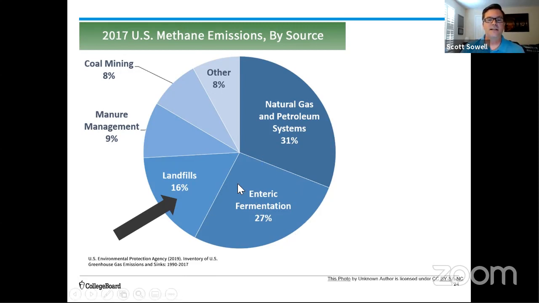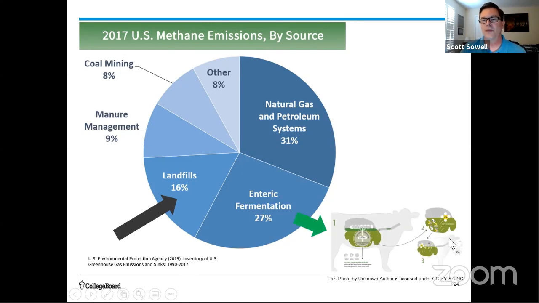You may notice that the one category above that is called enteric fermentation. It's an odd phrase if it's not familiar to you. And again, that's just if you remember from our discussion of livestock and meat production, that methane is a byproduct of the digestive system of these ruminants, these cattle.